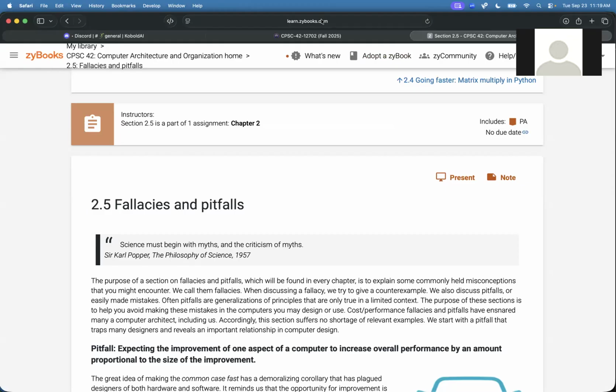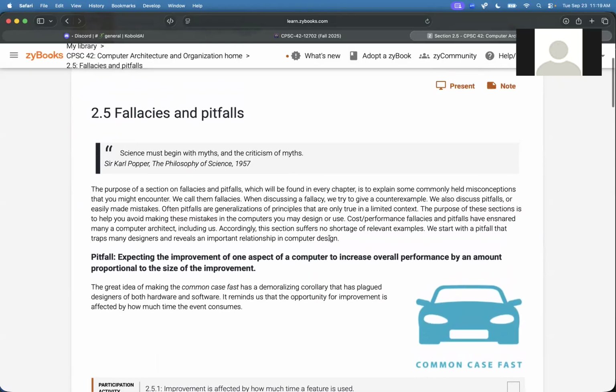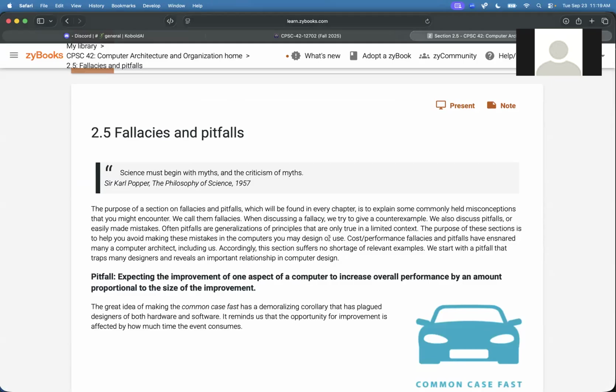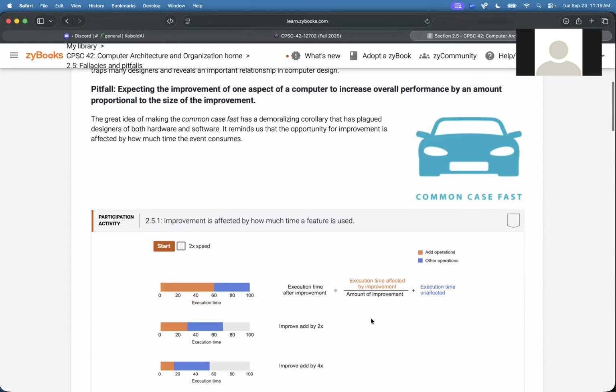2.5. Let me just double check that we're recording. We are. Okay. So in 2.5, they're talking about computer performance a little bit. They're talking about optimizing performance. And there's a rule in here that I think is useful. And so I figured we would just mention it before we moved on to Chapter 3.